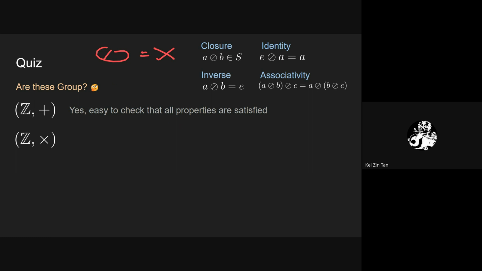Okay, 11 votes say that it is not a group. 8 votes say that it is a group. So, okay, let's check.